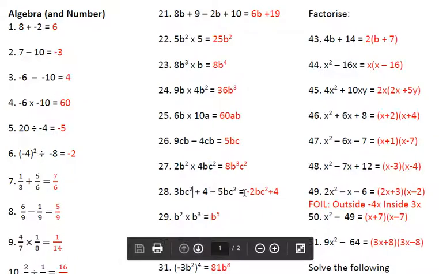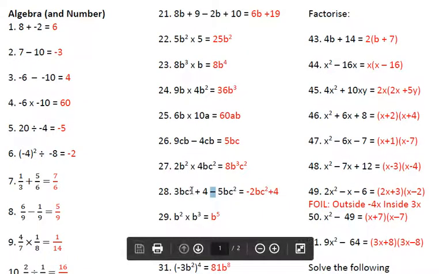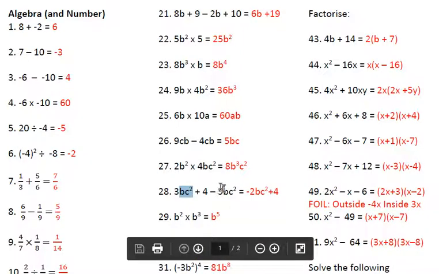Alright, next one. We've got plus and minus as the main operator. So we are not going to change the powers. We're going to look at 3 of these BC squareds minus 5 of these BC squareds. Think of BC squared as some kind of object, some kind of thing. Well, there's 3 of those things, and you're getting rid of 5 of those things. You should end up with negative 2 of those things.